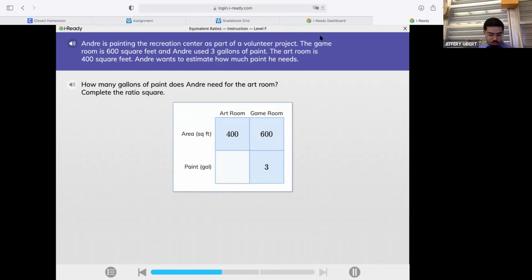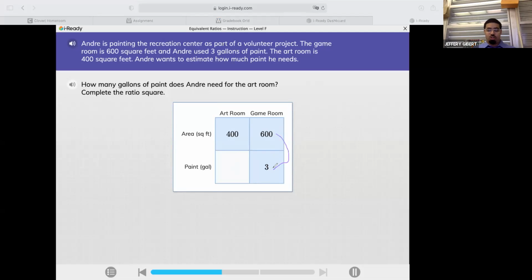All right. So for this one, we know that 3 gallons of paint gets 600 square feet. So we need to find out how many gallons of paint will get us 400. The way we're going to do this is ask ourselves, how did we get from 600 to 3? You might not know. If you don't know how you get from one to the other, if the starting number is bigger than the ending number, then you divide to find out how much you're dividing by.